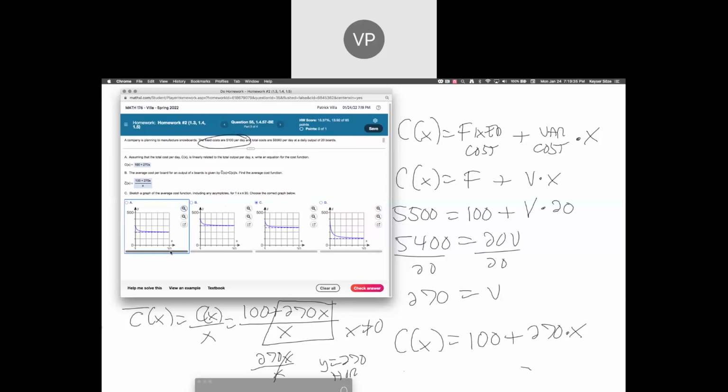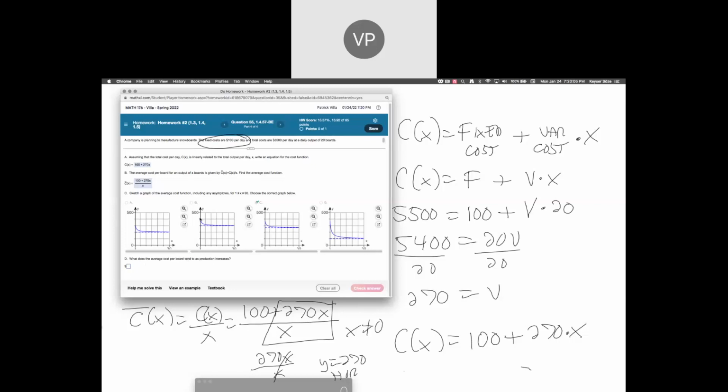Okay, we're going from 1 to 30. These look like they're counting by 5, so maybe I'll plug in the number 10. When you plug in 10, you get 2,800 divided by 10, so it's 280, and that will really help you figure out which one it is. It looks like C is our only choice. And there we go.